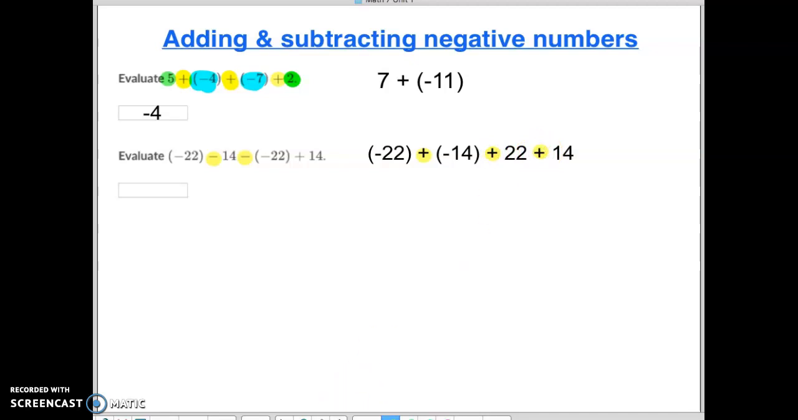When I do this, my negative numbers are -22 and -14. My positive numbers are +22 and +14. Well, the -22 and the +22 cancel each other. The -14 and the +14 cancel each other. So altogether, my final answer is 0.